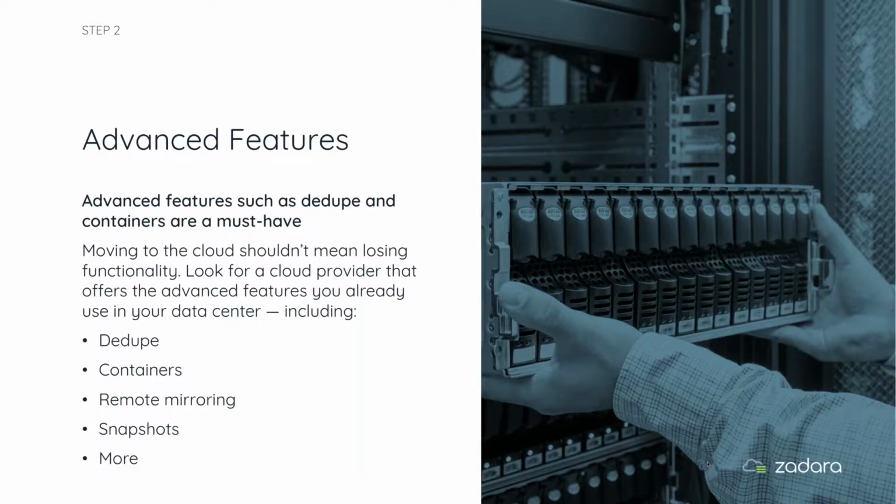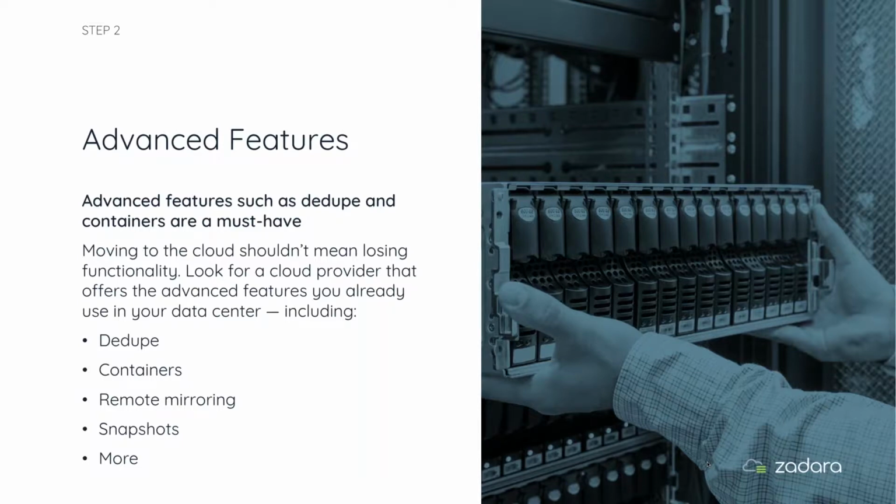Dedupe, of course, and containers have become big and will continue to be a big part of how we operate and how we run. Remote mirroring and snapshots, and there's more. And I'm sure you have more on your list. As you look at this, you probably can add a few more items to your list. But when we think about running enterprise workloads in the cloud, we absolutely have to keep these in mind. On this list, what are you hearing more from customers? What do you hear coming up in terms of the type of features they're looking for?